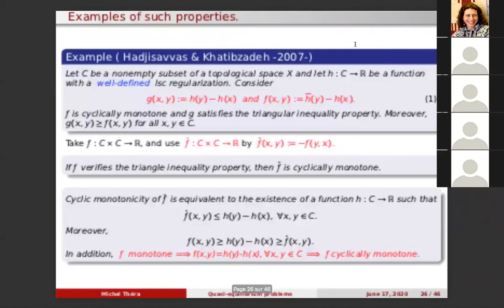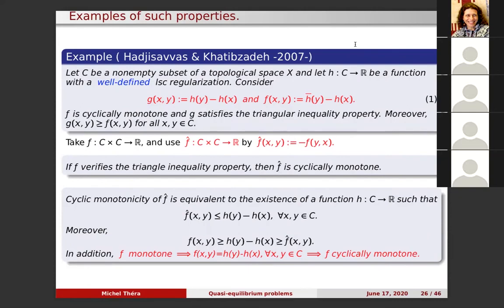Okay, as an example of such properties I will give an example from Hadjisavvas and Khatibzadeh in 2007. If C is a convex subset of a topological space X and h a function which has a well-defined lower semi-continuous regularization, you consider these two functions, g of x and y equal h of y minus h of x, and f of x and y equal h bar of y minus h of x. F is cyclically monotone, sorry, and g satisfies the triangularity property. Okay, so it's very easy to verify.